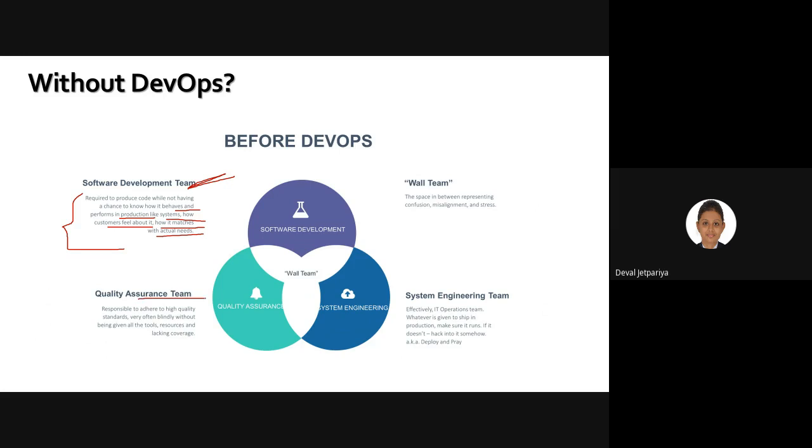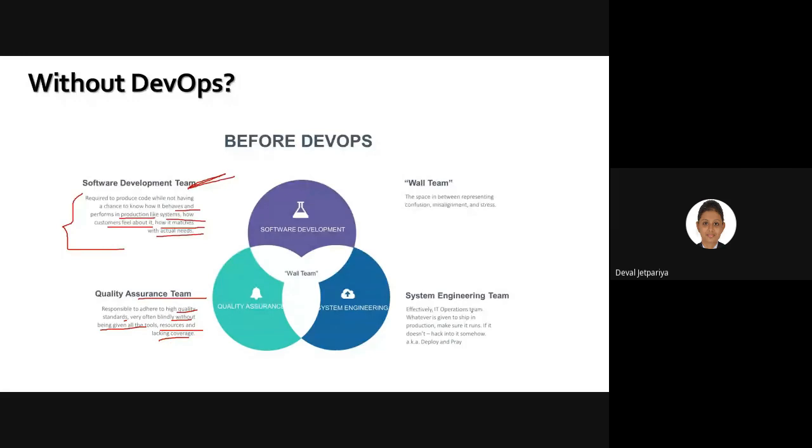After that, the quality assurance team, which is responsible to adhere to high quality standards, very often blindly, without being given all tools, resources, and with lacking coverage. So if we assume the quality assurance team without this combination of developer and operation, then we might not have a clear idea about which quality we need to focus on at the right time.